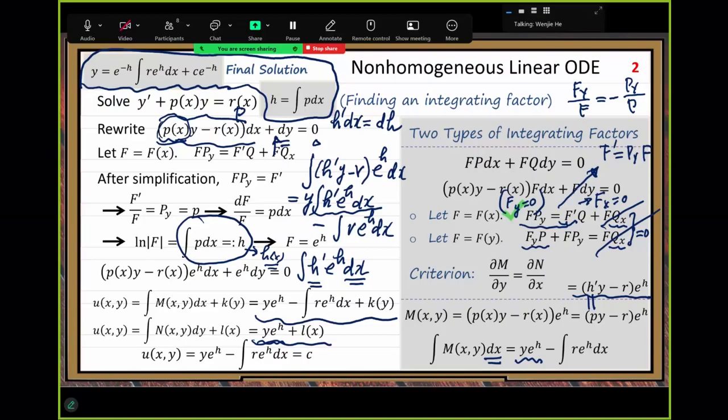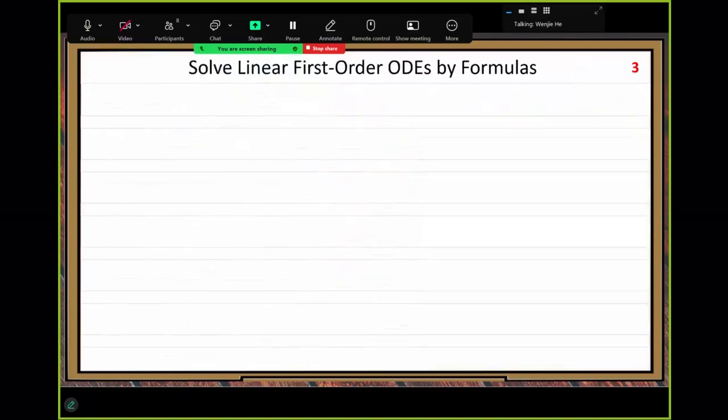Then later you can see, any first order equation with this specific form, you have a formula to write a solution out. So you just match the pattern. Match this pattern, then you can apply that formula. Next, solve linear first order ODE by formulas.